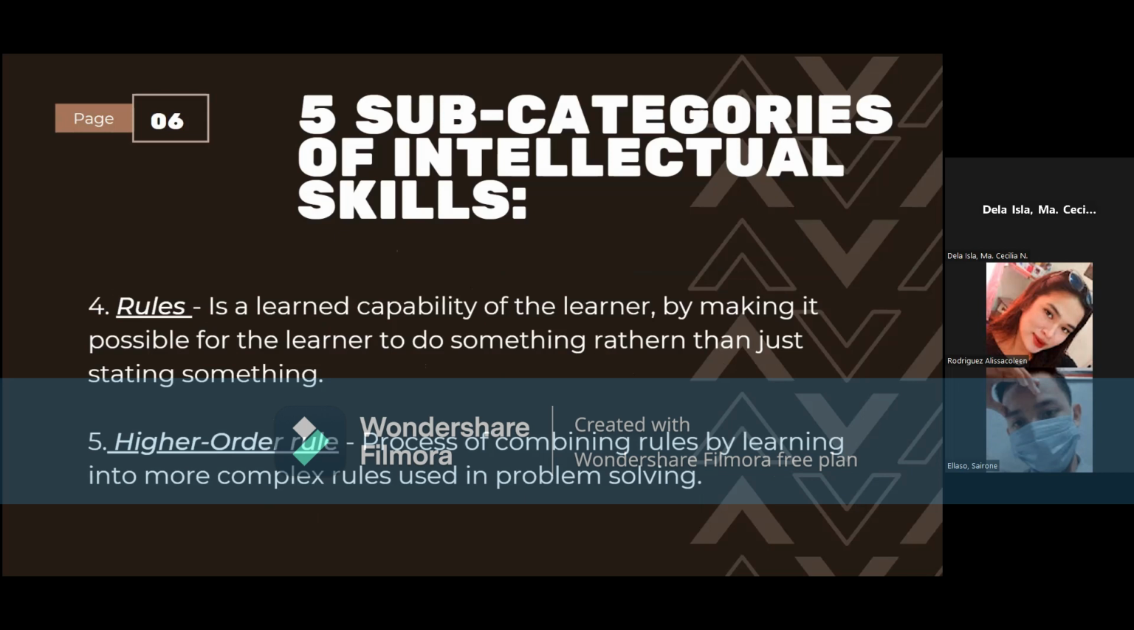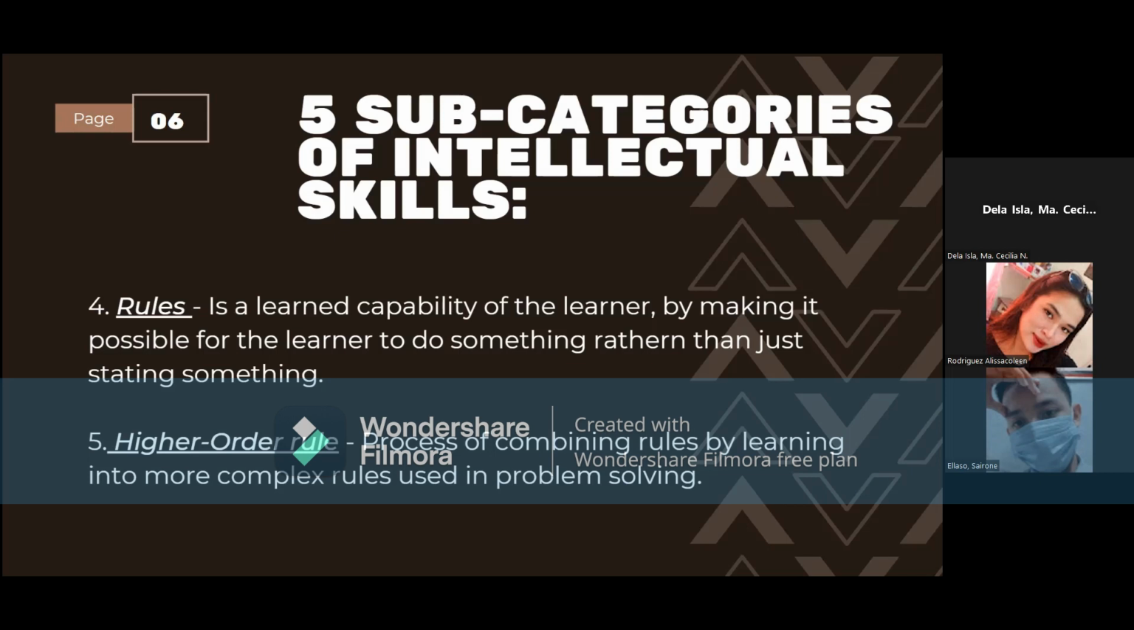Next is the rules. This one is the set of principles or guidelines that govern behavior or decision making. The rules can be explicit or implicit, and are often used to provide structure and guidance in learning or social situations. For example, a student may learn a set of classroom rules that define appropriate behavior during the class.